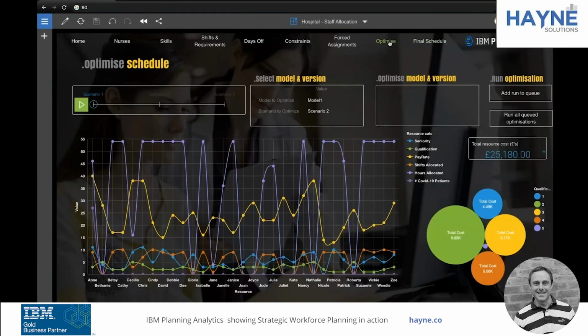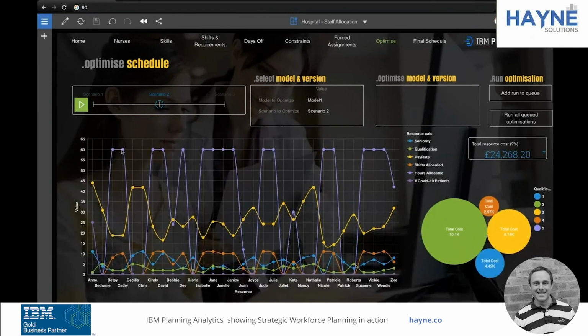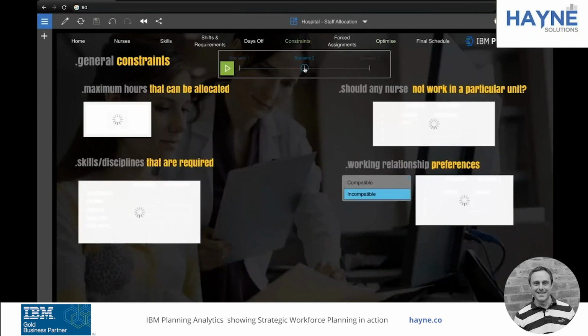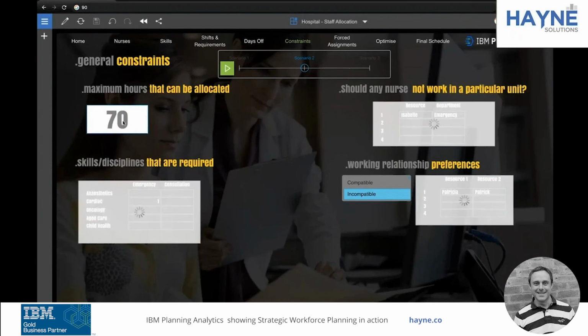So what we're going to do is make some changes to our model. For scenario 2, you can see at the moment, the number of hours are capped at 60. And what we're going to do is go back to our constraints, look at scenario 2 and adjust the maximum number of hours. So we're going to increase them from 60 in this example up to 70. So we want to run a scenario where we need to meet some higher demand. So we enter the new number of maximum hours and press enter.